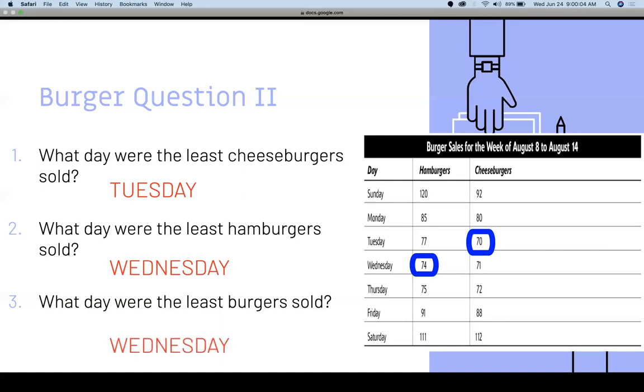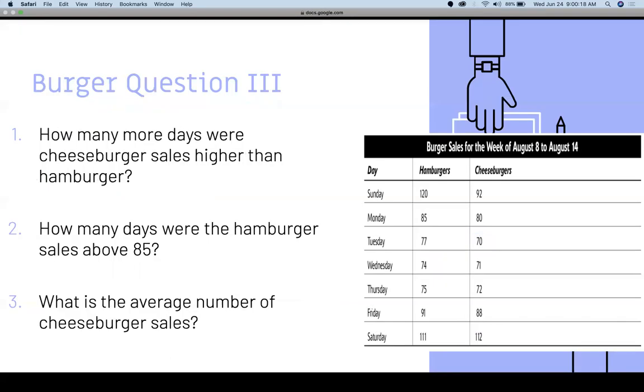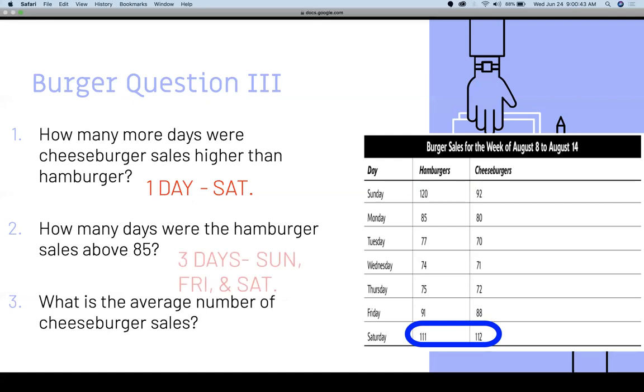Now, what day were the least burgers sold in all? Well, that would be on Wednesday, and that would be where it's 74 and 71. Burger question 3, how many more days were the cheeseburger sales higher than the hamburger sales? So we have to compare each cheeseburger sale to hamburger sale, right? And the answer is one day, on Saturday, when it's one cheeseburger higher than that hamburger.